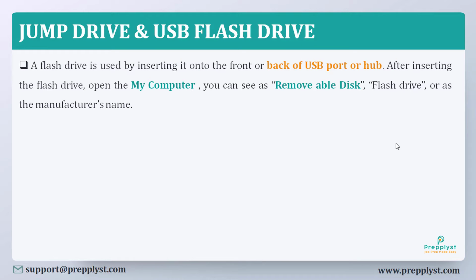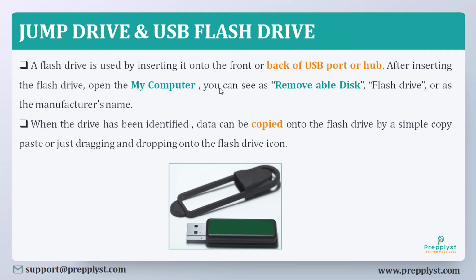So this flash drive can be used by just inserting it into the USB port, which could be either in the front or the back of the computer system. And after you insert the flash drive, you go to My Computer and you would see some icon, some kind of removable disk or flash drive, that was not there before. That would imply that we're talking about some external drive here. And when the drive is identified, you can easily copy the data onto the flash drive by a simple copy paste. Or if you want, you can do a cut paste, or you can drag and drop onto the flash drive icon. And similarly, vice versa.